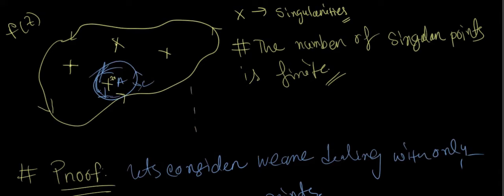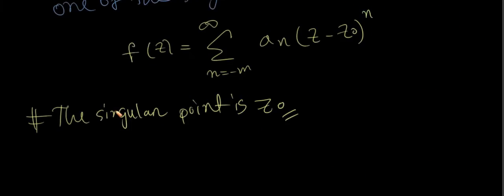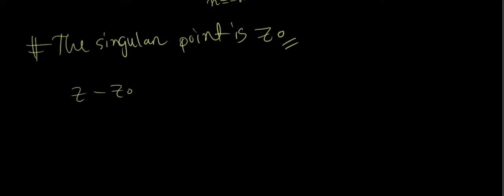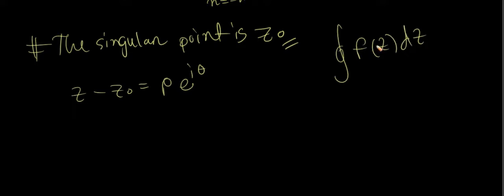That means it has some value. Let's say the origin is somewhere over here. This is the origin on the Argand diagram, and this is z naught. So you can easily recognize that this circle will have a parameterization like this: z minus z naught equals some rho e to the power i theta, where rho is the radius of the circle, which is obviously very small. And since we are considering an integral like this, f of z dz, we need to find this dz as well. So this dz will be just i rho e to the power i theta d theta.